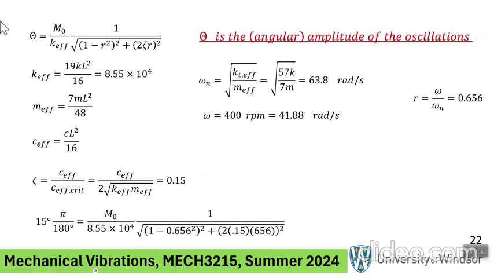And we go back to this equation. We want theta, the amplitude of the oscillation, to be 15 degrees. Everything else on the right hand side is known except for m naught. So we're going to get m naught. And that solves this problem. Okay.